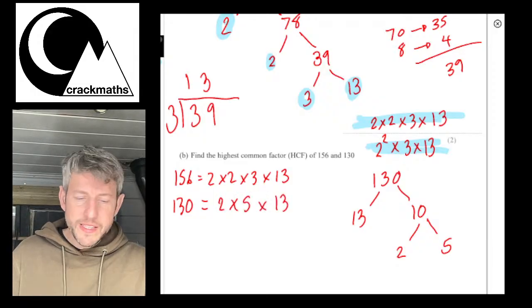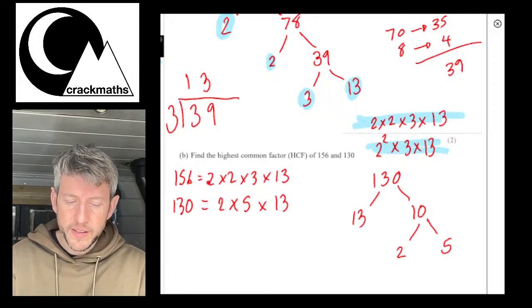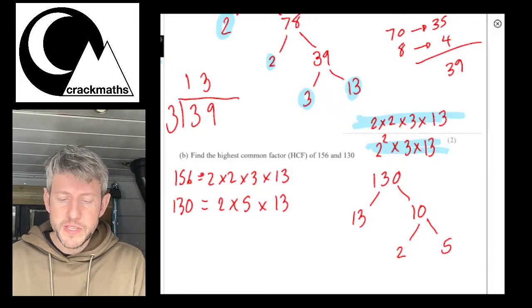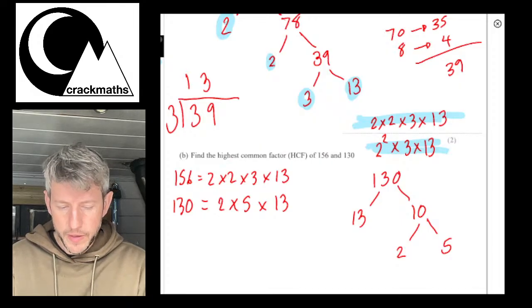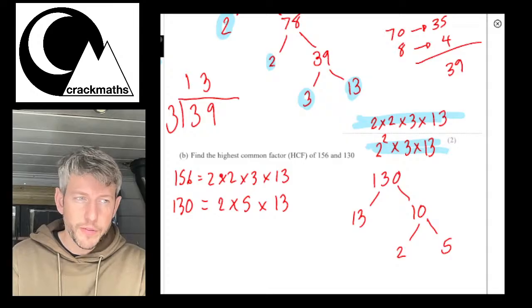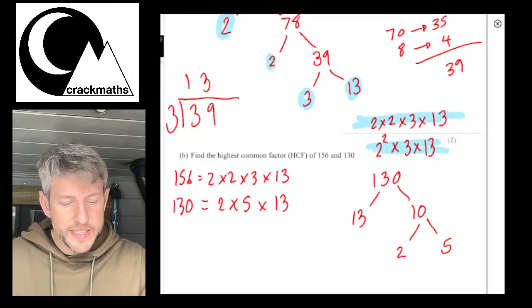Now, the thing about these numbers is that they could be multiplied different ways to make the main number. So if I've got 156, I know that 2 is a factor of it, but I also know that 4 is a factor of it because I've got 2 times 2 here. I know that 6 is a factor of it because I've got 2 times 3 here. I know that 26 is a factor. Okay, so I can make my factors in different ways.